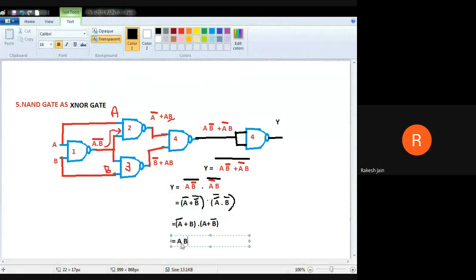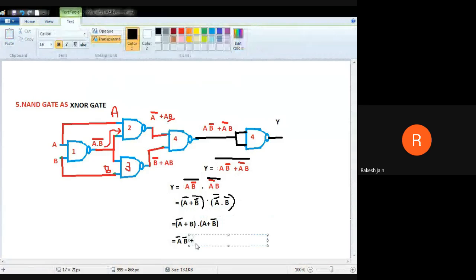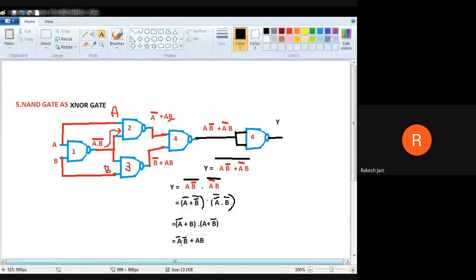Okay, now multiply these two terms. First A bar will be multiplied with A, that is 0. So what will remain? A bar B bar. Okay. Then plus B multiplied by A, that is AB. Then B multiplied by B bar is 0. So the final equation is A bar B bar plus AB. Y is equal to A bar B bar plus AB.